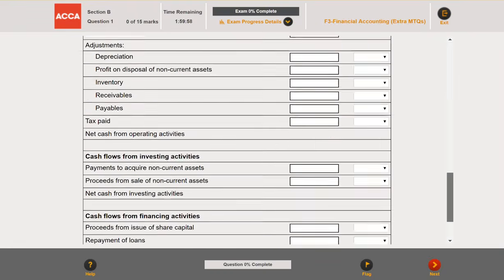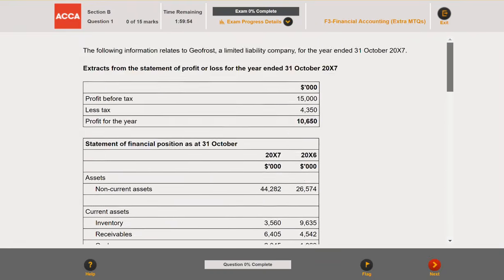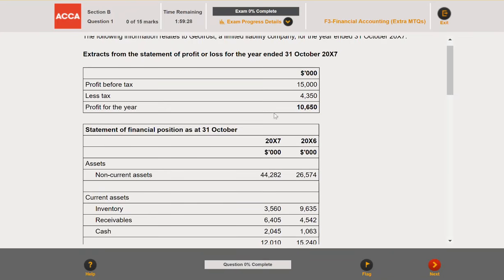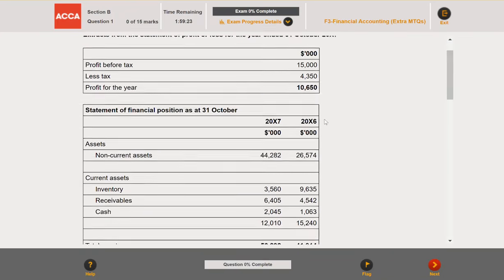So let's see. Yeah, this is a cash flow question. If you receive a cash flow question, I believe you should be very happy about it, because around 70% of the cash flow questions you would see are very easy to attempt. So let's start. The following information relates to Geofrost, a limited liability company for the year ended 31st October 2017. And we have a small P&L and SFP for 2 years comparatively. So this is the previous year and this is the current year.